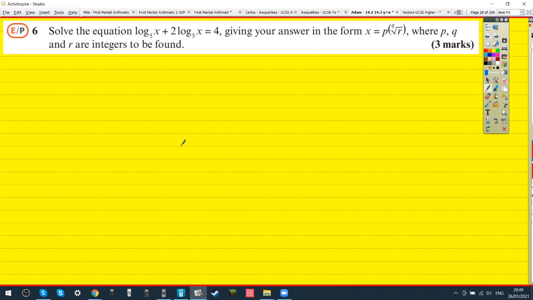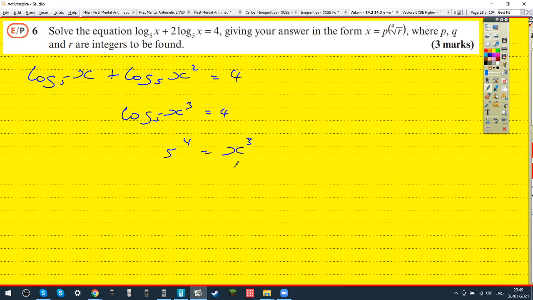Okay, so far I've made it log 5 of x plus log 5 of x squared, which equals 4. And then would that become log 5 of x cubed equals 4? Yeah, you're right. Then you'd make it 5 to the power of 4 equals x cubed. You won't need to divide by 5. Now you just want x equals.